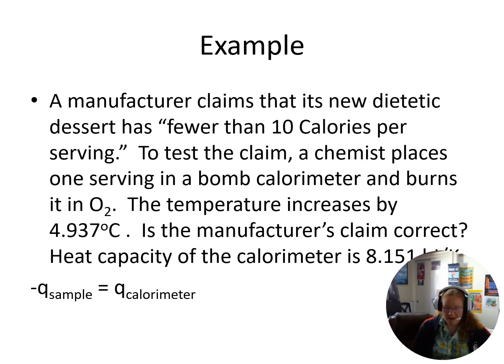So there's a manufacturer that's making a claim about a dessert saying that there's fewer than 10 calories per serving. So a chemist wants to test this. The temperature increases by 4.937 degrees Celsius, and there's a heat capacity for the calorimeter. So the amount of energy that the sample gives off, the number of joules, is equal to the amount of energy that the calorimeter uptakes. So let's see if the manufacturer is correct that there's fewer than 10 calories per serving.